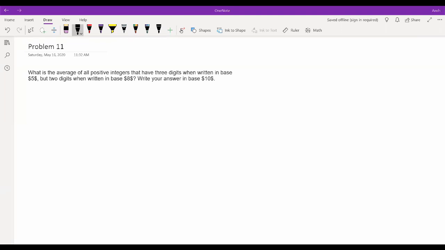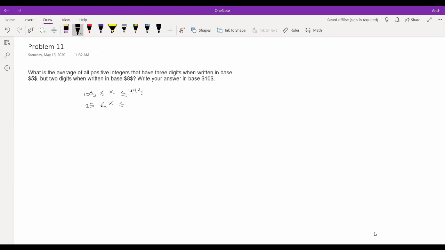Well, let's break down our information a bit. What does it mean when it says it has 3 digits written in base 5? Well, we can write an inequality in base 5. The smallest 3-digit base 5 number would be 100, written in base 5. And this would be equal to 25, since it's 5 squared plus 0 plus 0. And this is less than or equal to x, where x are our possible values, and x is again less than or equal to the largest possible one, which is 444 in base 5.